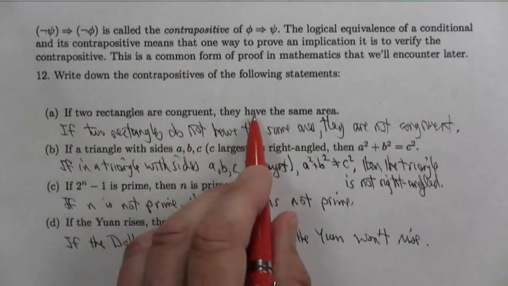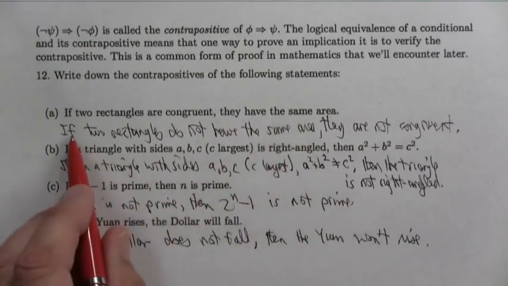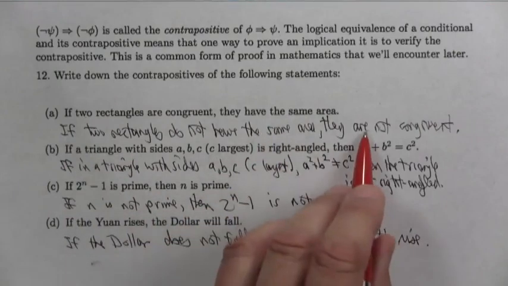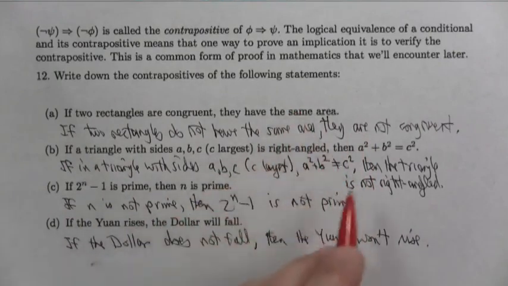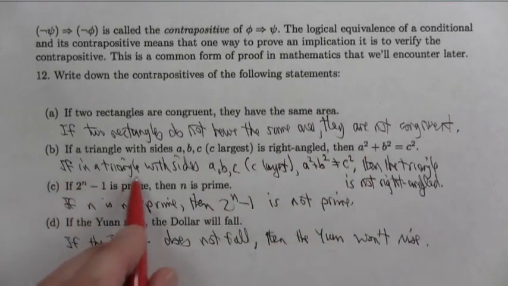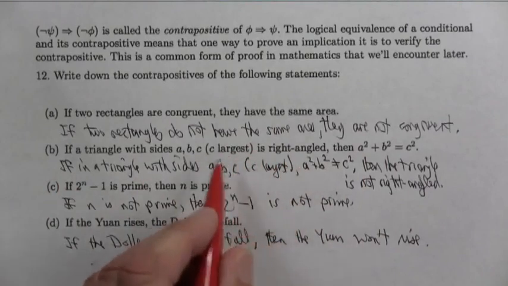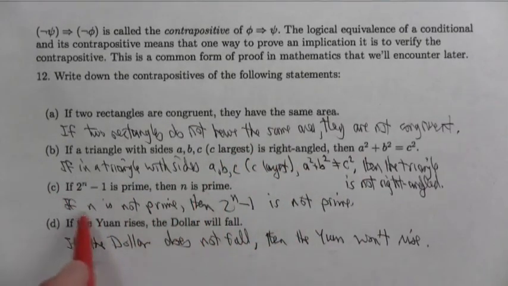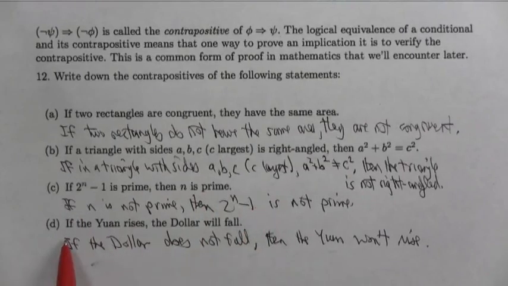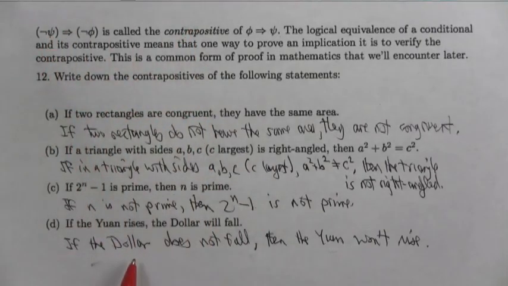Because is this one true? Yes. Congruent rectangles have the same area. If rectangles don't have the same area, they're not congruent. Those are both true. If a triangle has a right angle, we've got Pythagoras' theorem. In each one of these, it is clear that one is equivalent to the other. If this thing happened to be true, then that thing would happen to be true. If that thing was true, then this would be true. So I think these four examples will illustrate the fact that contrapositives are logically equivalent to the original statement.